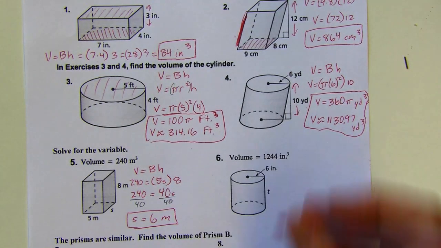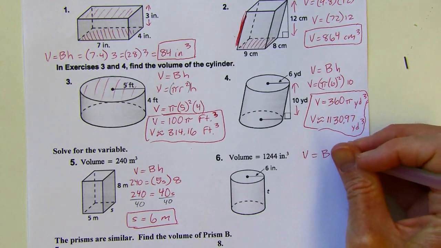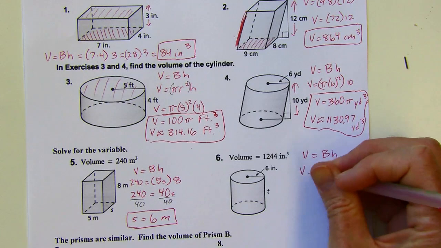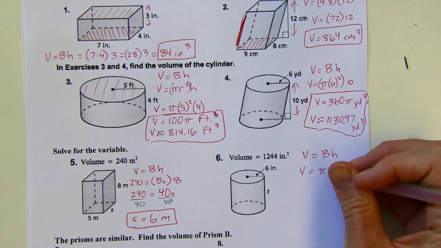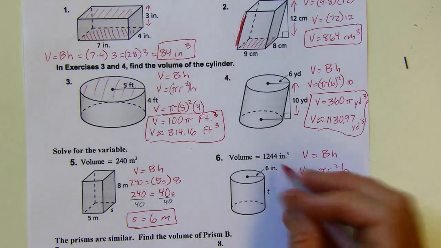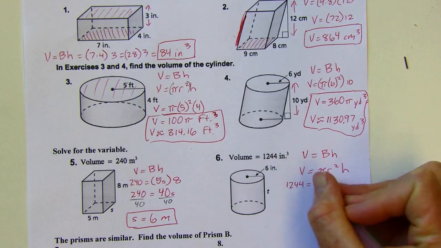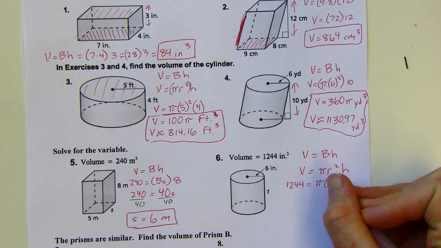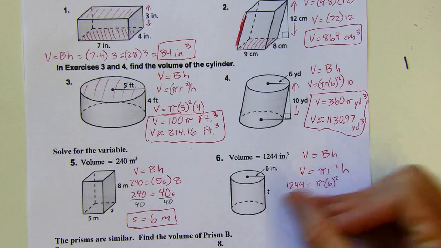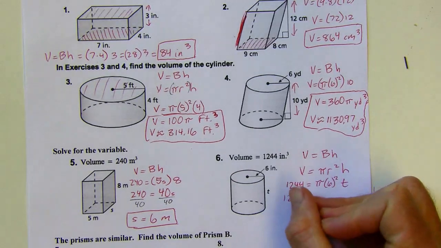Okay, same property over here. Thinking area of the base times the height, and since this is a cylinder, pi r squared times the height. All right, let's start plugging pieces in. I've got 1244 for the volume. Radius is 6, and the height is going to be t. Okay, so cleaning this up a little bit.